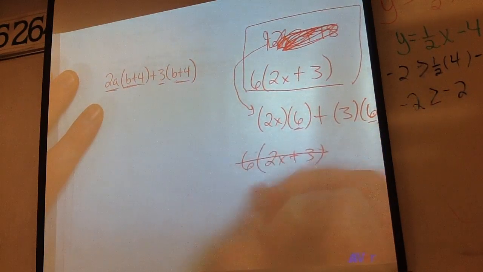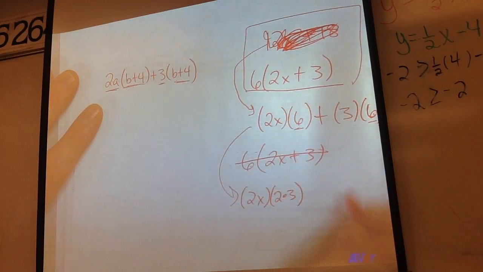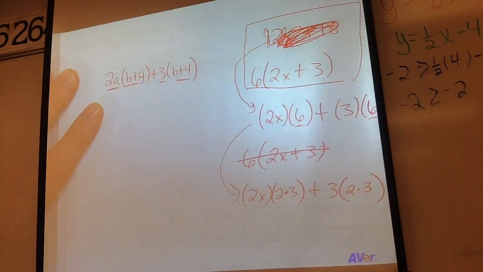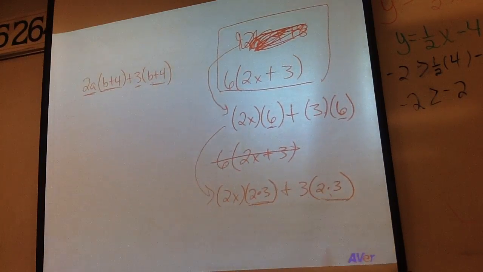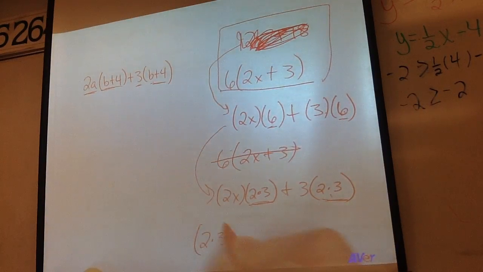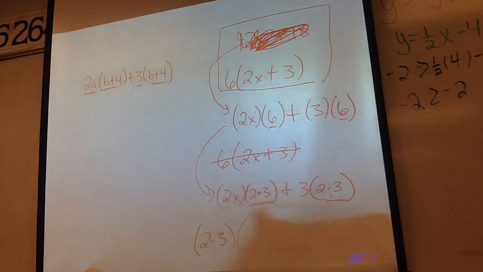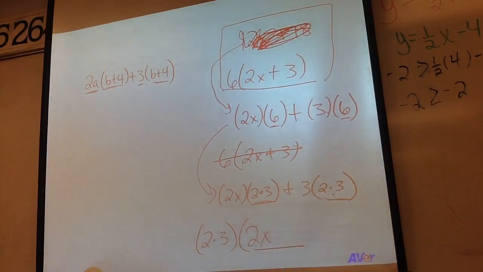We could say this is actually 2x times 2 times 3 plus 3 times 2 times 3. Isn't that the same as that? Hey, what do they have in common? They have a 2 times 3 in common. I'm just naming it a different thing. Sure, it's 6, but I'm just going to call it 2 times 3. I'll bring out a 2 times 3. 2 times 3 times what gives me this? Oh, this is 2 times 3 times 2x. Wouldn't that just be 2x?